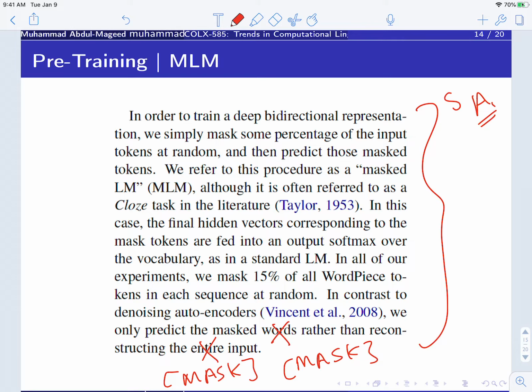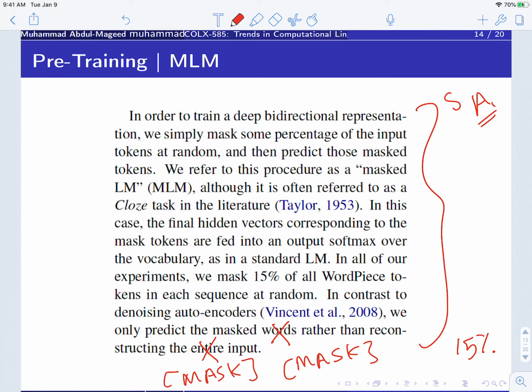So how do we do this? Well, we take the sentence and then we pick 15% of the positions, so the indices. If the sentence had 100 words, I will pick 15 out of these 100. So it's 15% out of the 100, and then I will mask them.